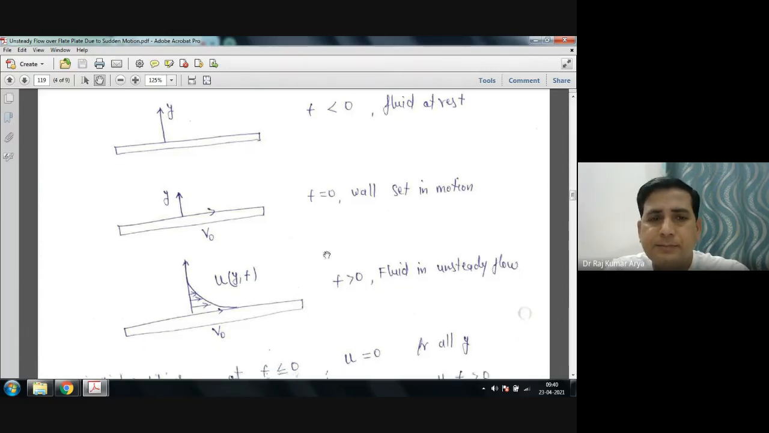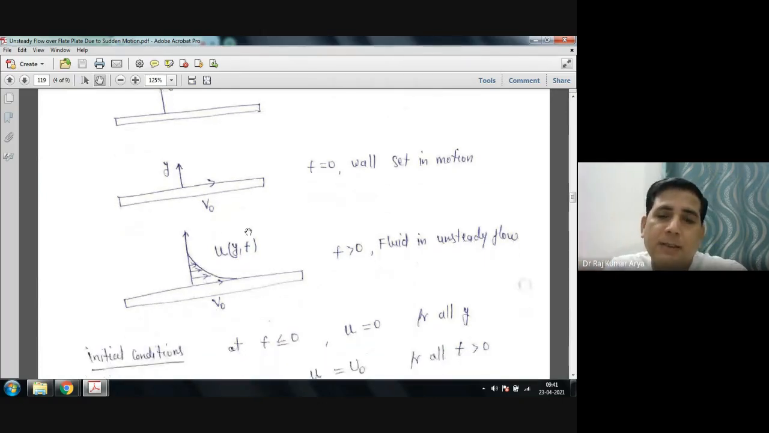What will happen at t equal to 0, because you are just about to apply the force to move that plate with some constant velocity? In that case, the plate would have some velocity just at t equal to 0, but you are just setting it. So t equal to 0 means just setting it. At that particular time, the plate has the velocity. The rest of the fluid is not able to move because you are just setting it only.